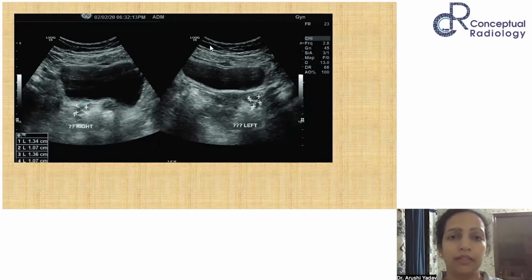What are we looking at? Ovaries. So do they look normal or do they look abnormal? In terms of size, they look atrophic, they look small in size. They're almost 1 centimeter. They're very small in size, right?